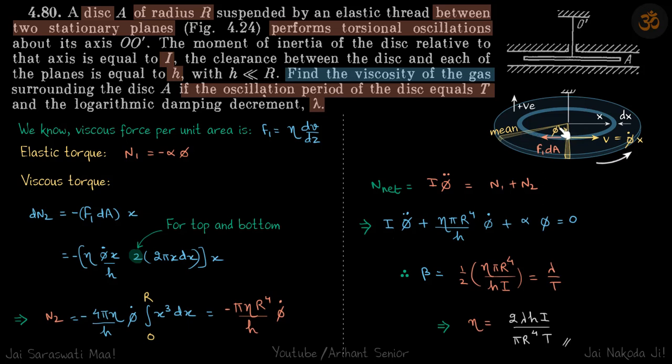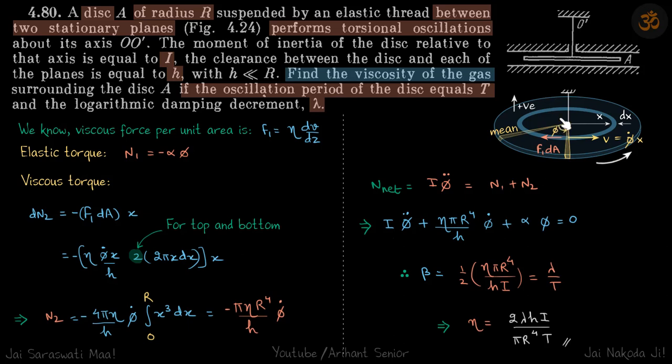From this mean position, if the disk is at an angle phi, and let's say its velocity is v, that is phi dot x. So the elastic force will be minus alpha phi, where alpha I'm just assuming to be a constant. And the second force, due to the viscous nature, will be F1 into dA. This F1 is the force per unit area, so on this whole ring, the tangential force will be F1 dA.